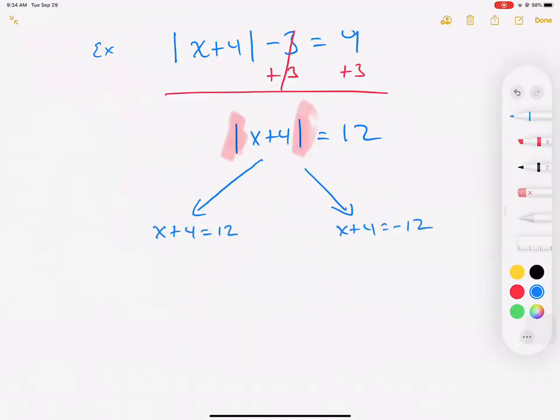Hopefully you wrote x plus 4. Remember, the inside value doesn't change, right? The walls come down, but the people inside are still safe. They're still safe. What changes is the other side.